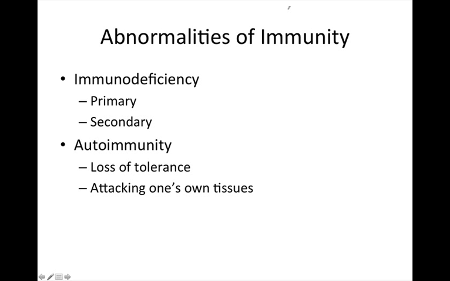But abnormalities of the immune system. I'm not going over these in extreme depth because, again, this is just general A&P, but there's a lot of important application to what can go wrong with everything that we just talked about in the previous videos with cellular immunity and humoral immunity.